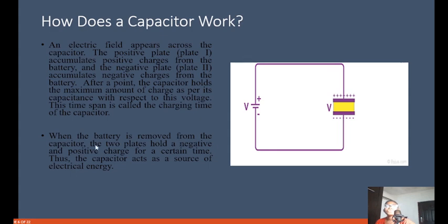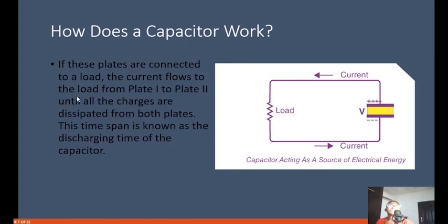When the battery is removed from the capacitor, the two plates hold a negative and a positive charge for a certain time. Thus, the capacitor acts as a source of what? Electric charge for a short time. Plate 1 will hold the positive charge. Plate 2 will hold the what? Negative charge. So if these plates are connected to a load, the current then flows. You can see the direction. Current flows to the load from plate 1 to what? To plate 2, until all the charges are dissipated from the plate.